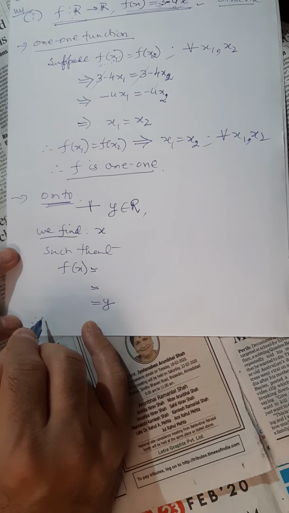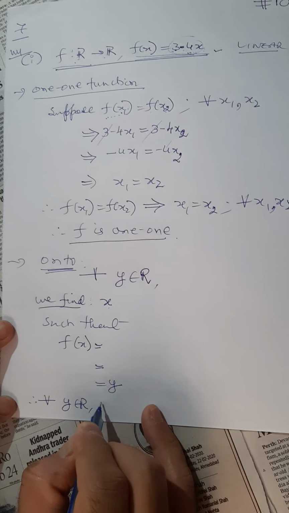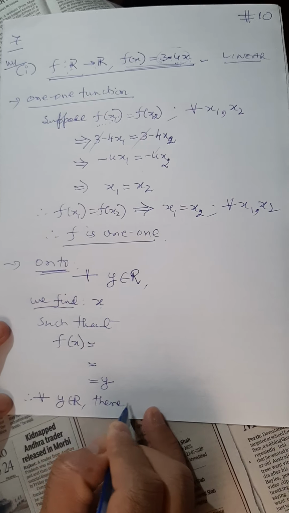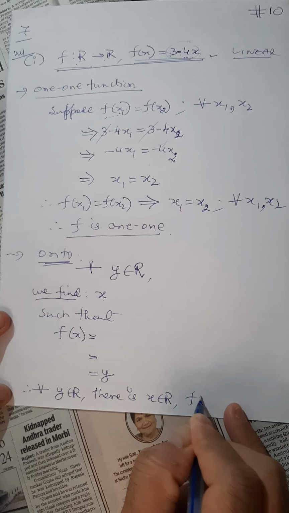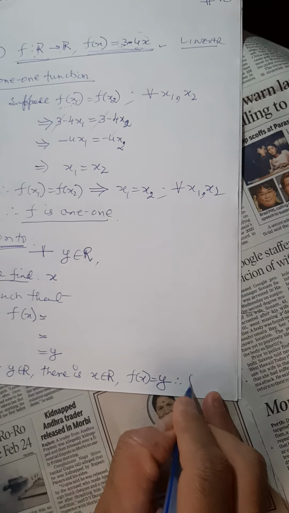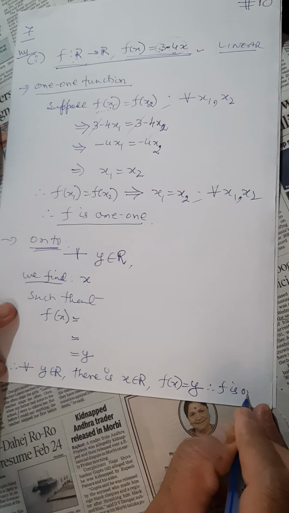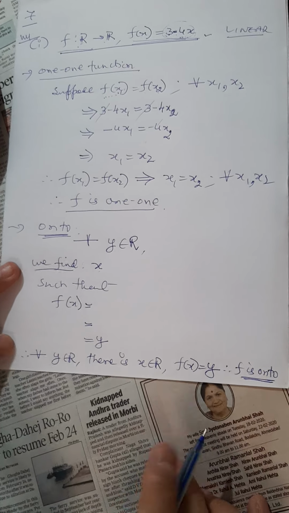So what you have concluded finally, for every y in R, there is x in the domain such that f(x) equals y, and therefore f is onto. F is onto. Now this part I need to show here.